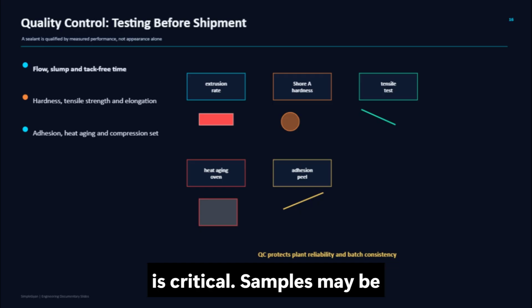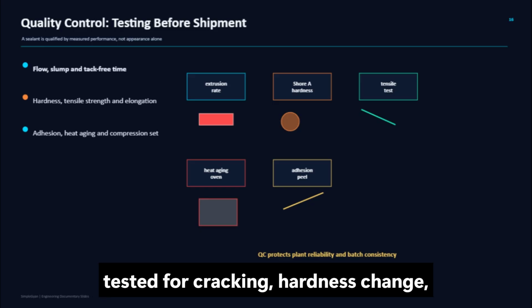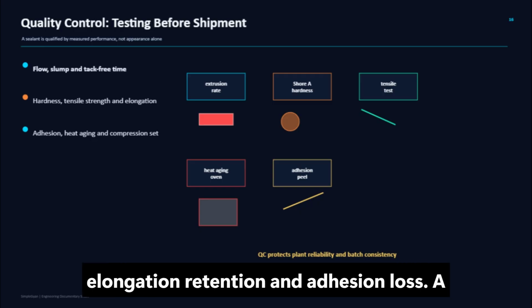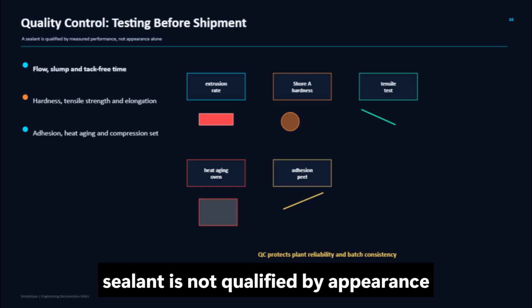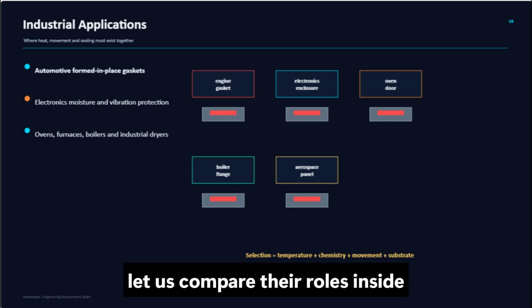For high-temperature sealants, heat aging is critical. Samples may be exposed to elevated temperature, then tested for cracking, hardness change, weight loss, tensile retention, elongation retention, and adhesion loss. A sealant is not qualified by appearance alone. It must prove performance.